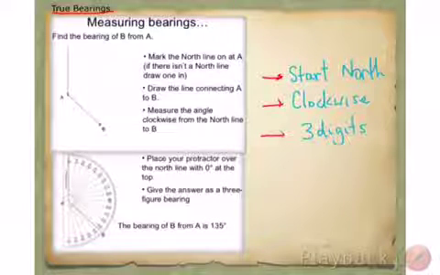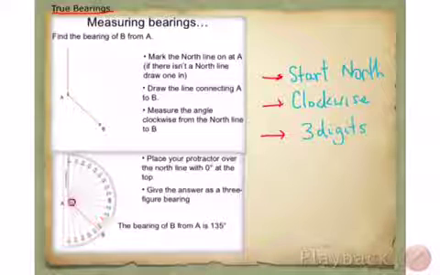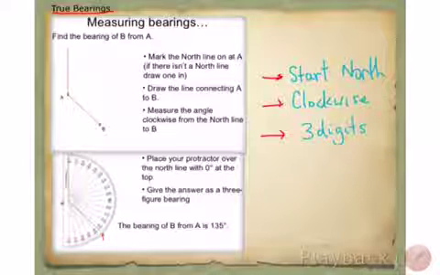And that's that one. Okay, so now we can look at this. Draw a line connecting A to B, measure the angle clockwise from north to B, from the north line to B. So I put my protractor on and I count them down: 10, 20, 30, 40, 50, 60, 70, 80, 90, 100, 110, 120, 135. So I can say that my bearing of B from A is 135.